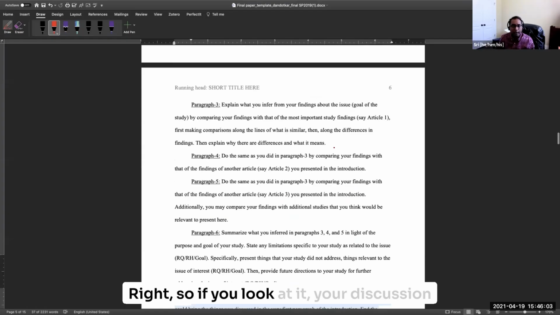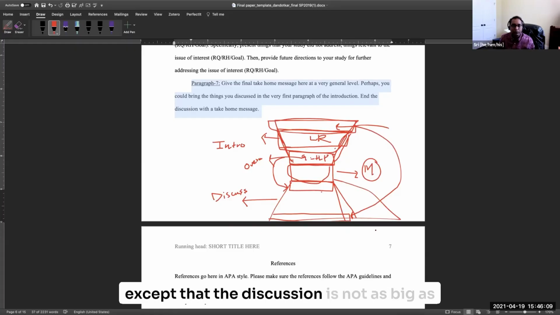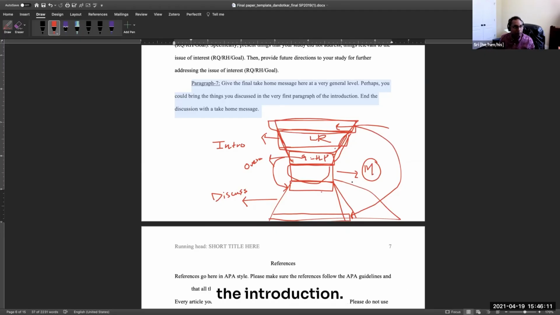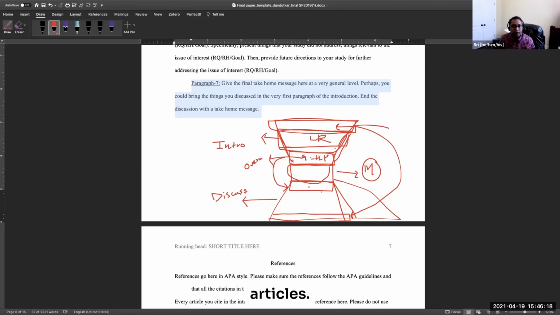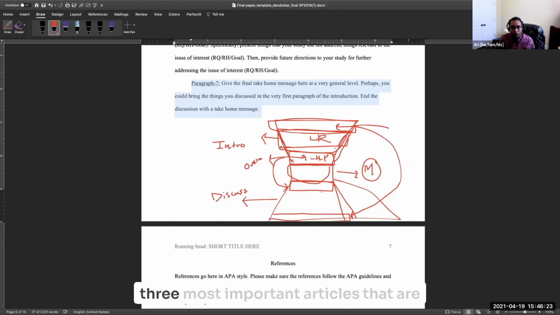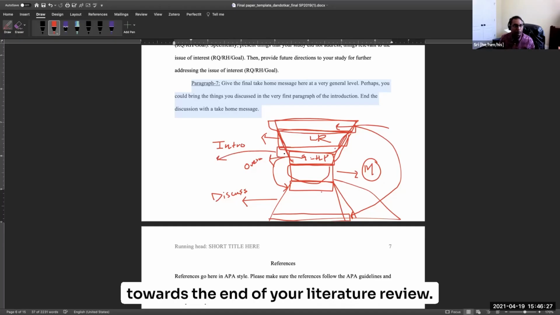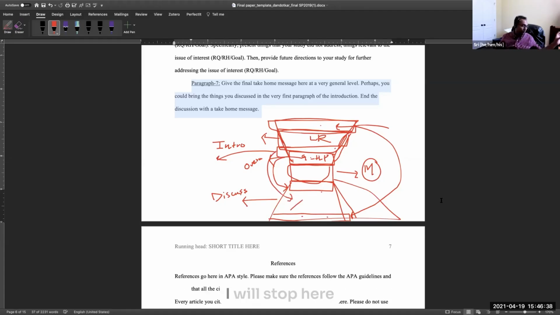So if you look at it, your discussion part is a mirror image of your introduction, except that the discussion is not as big as the introduction because you're not comparing all the 10 articles, you're just comparing 3 articles. So in the literature review, there are 3 most important articles towards the end of your literature review. Those would be compared here, right? It becomes broader and broader, and ends with what you've introduced. I will stop here.